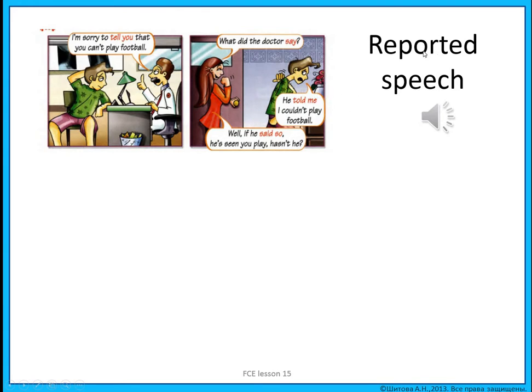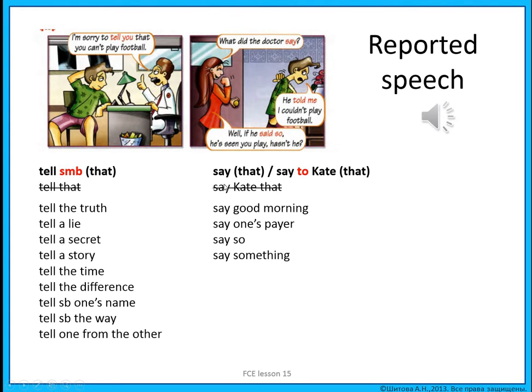So when you use reported speech, you use such words as tell and say. Let's see the difference. Tell, сказал, рассказал, is followed by an object. So you can't use tell that. You should always say who you address to. Tell him, her, them, us. So Kate, there must be an object, a person who you told this to.